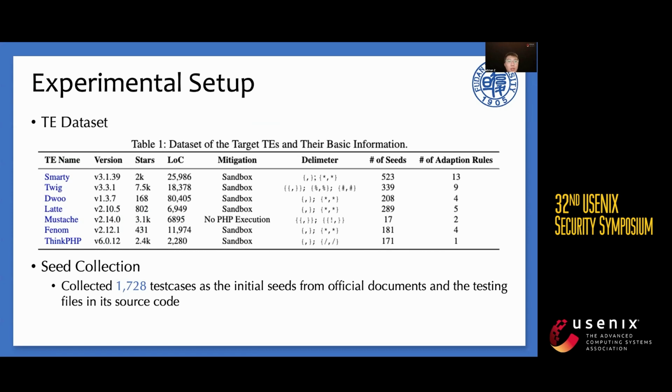To find the right dataset, we set 3 criteria to select a TE. First, we only consider generation-based TE. Second, it should be a popular TE. Third, the TE should have a sandbox model to mitigate the SSTI attack, or it should not support executing PHP code in the template. And we collected 1,728 test cases as the initial seeds from official documents and the testing folder in TE's source code.